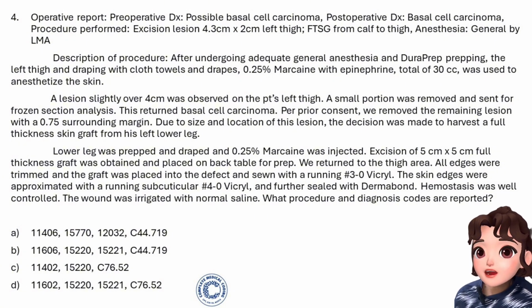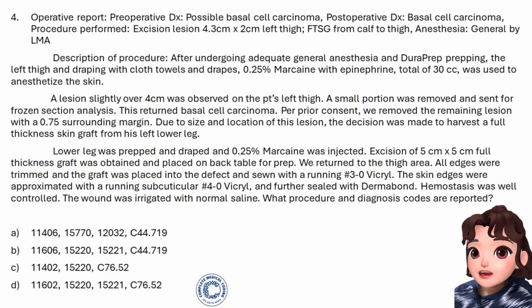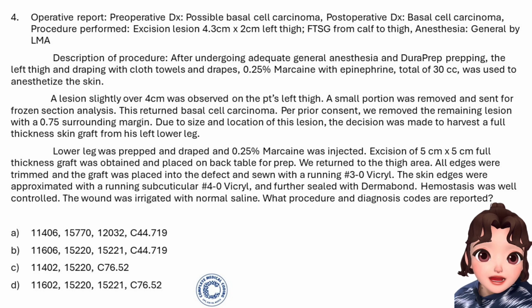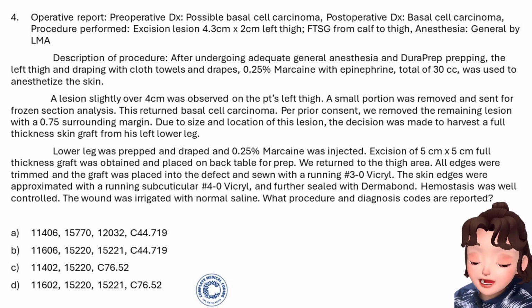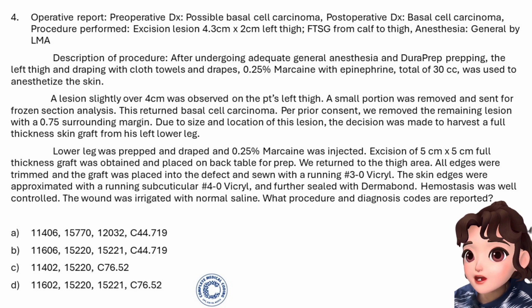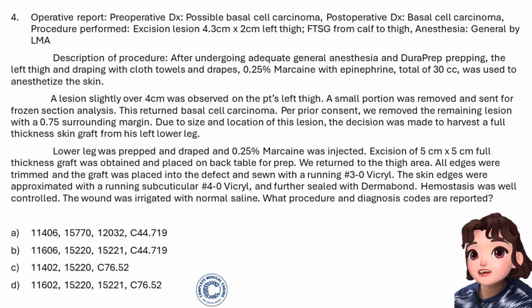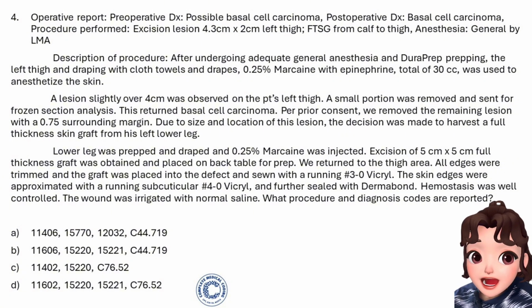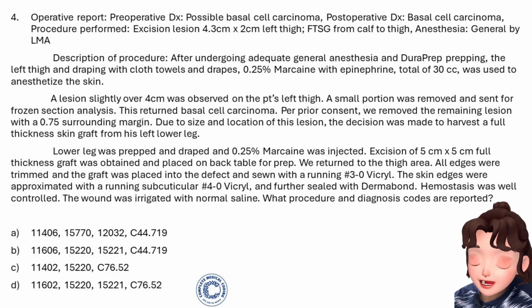What is 15220? Open the CPT code book and go to the code 15220. Full thickness graft. Yes, this is a full thickness graft, right? Free, including direct closure of donor site, scalp, arms and or legs. 15220, 20 square centimeter or less. Here how much excision was made for the full thickness graft? 5 centimeter into 5 centimeter. It means 5 into 5, 25 square centimeter.